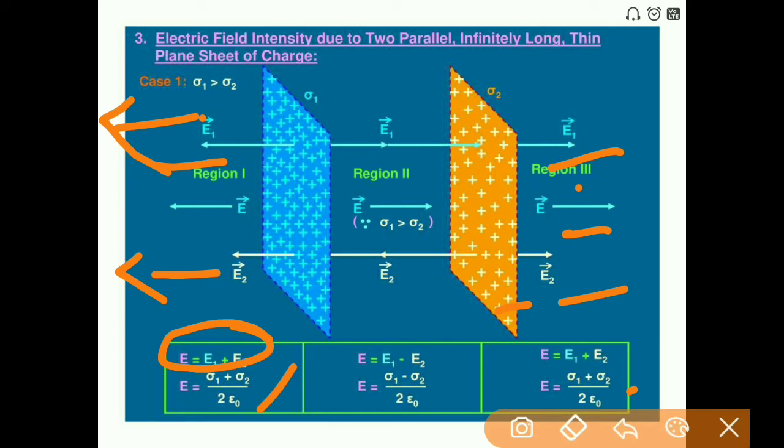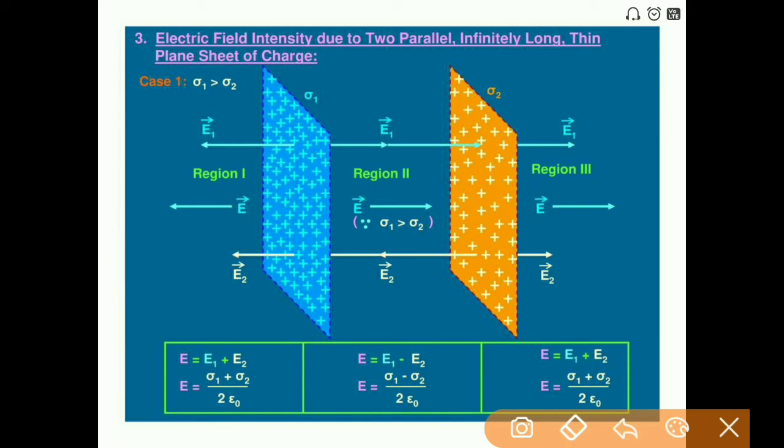But to see the third case, for region 2, here we have already assumed sigma 1 is greater than sigma 2. That means the surface charge density of plate 1 is greater than plate 2. So what is the direction of the electric field in region 2 because of sheet 1? Whenever you place a test charge here, it will be deflected in this direction. So the direction of E1 is in this direction, and whenever you keep the test charge here, you will get the deflection in this direction.